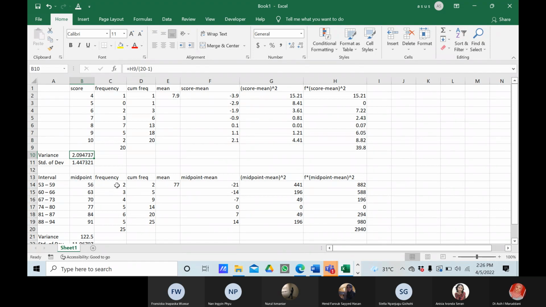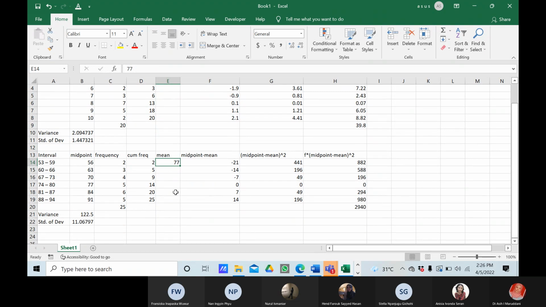This is the midpoint. This is the frequency. This is the total of the frequency, or total number of data. This is the cumulative frequency. And you have the mean from the calculation before, which is 77. Then you have to calculate midpoint minus mean. This is for the first row. We have 56 minus 77, then we have minus 21, and the second row comes from 63 minus 77. We have minus 14, and so on.